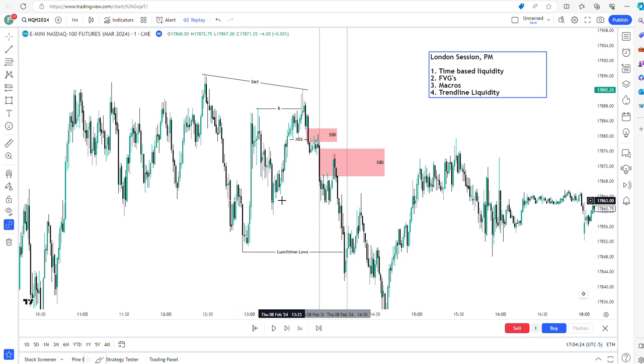Identifying time-based liquidity, having a narrative, and that narrative comes from seeing what the market does. Let the market show its hand, let the market do its thing. Once it shows its hand, then you can execute. So this second entry here that I got, that's the first entry you could have got. I got the second one. I already know that the market's starting to respect these bearish PD arrays.